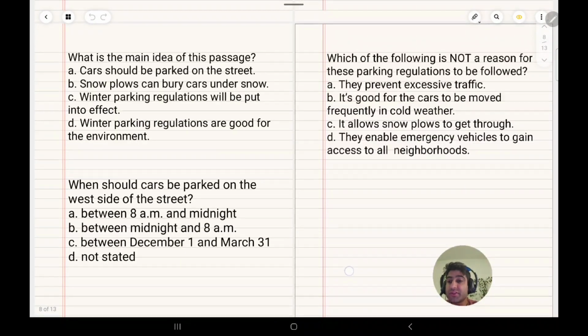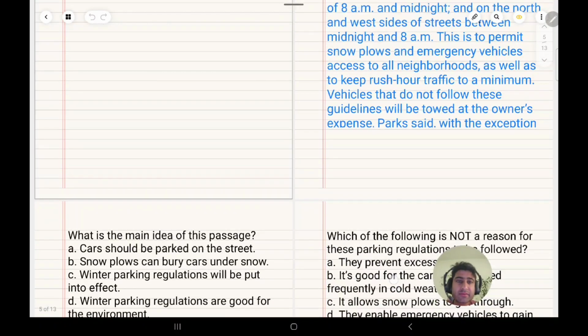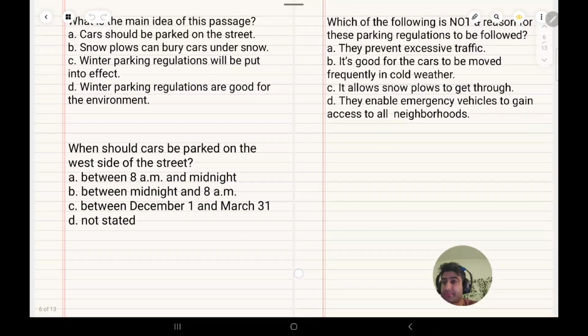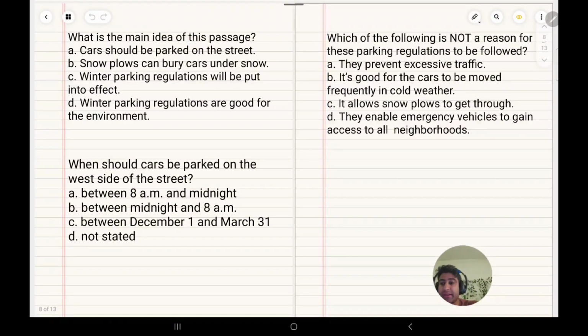Now, when should cars be parked on the west sides of the road? Now we heard it somewhere. Yeah, it is here. West sides should be between midnight and 8 a.m. So my answer would be B.